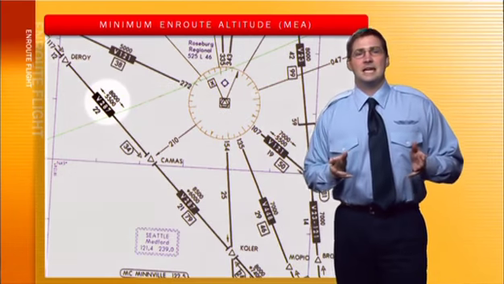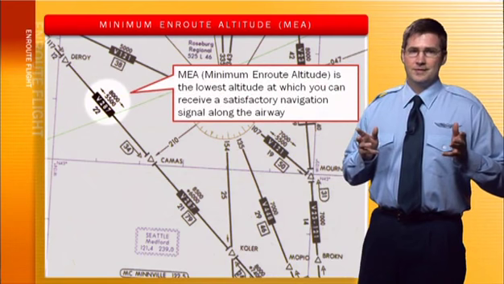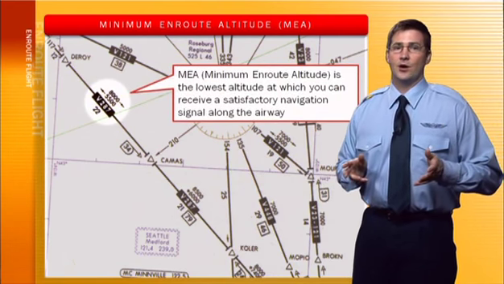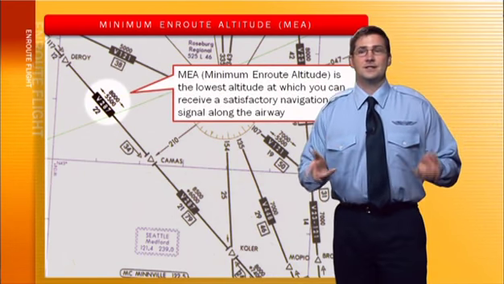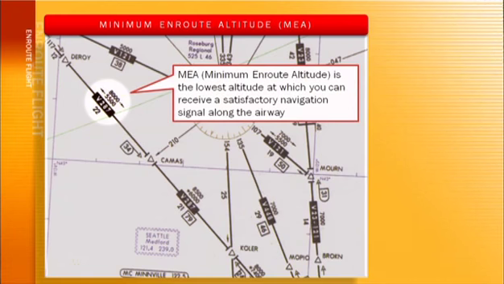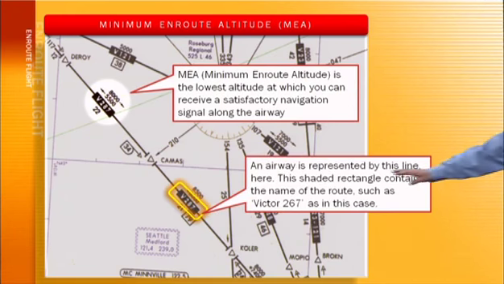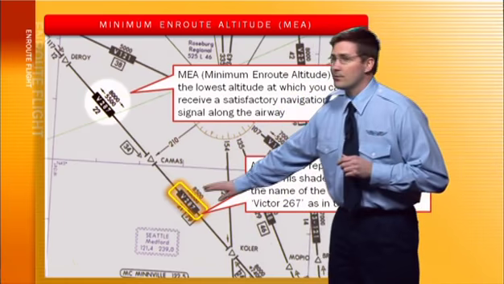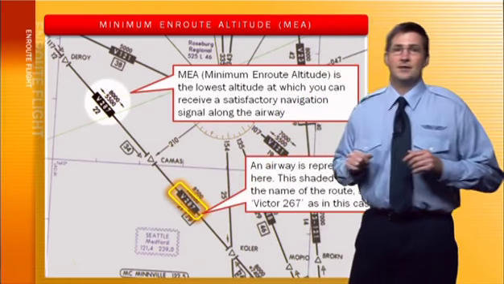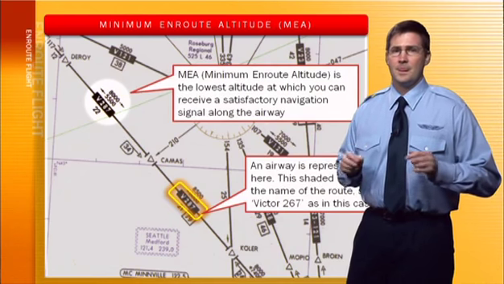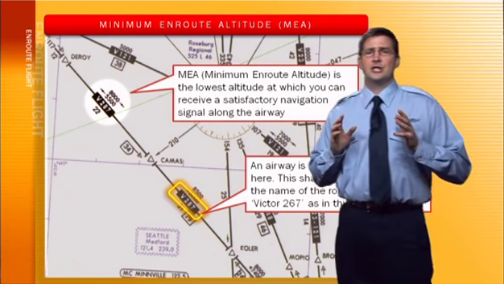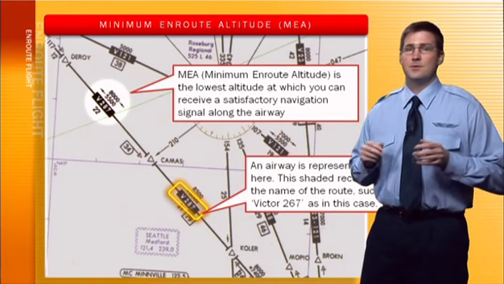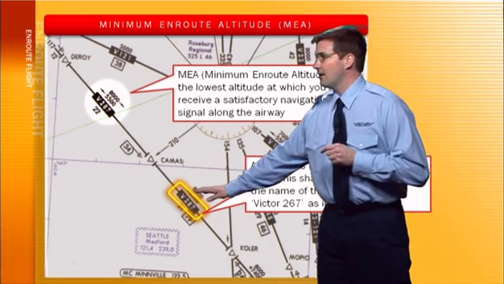Now, the MEA is the lowest en route altitude to receive a satisfactory signal along airways called Victor airways in our system. An airway is represented by this line that you see right here. This shaded rectangle contains the name of the route, such as Victor 267 or Victor 480. Now, above the rectangular shaded box is the flight segment minimum en route altitude. You can see that right here.